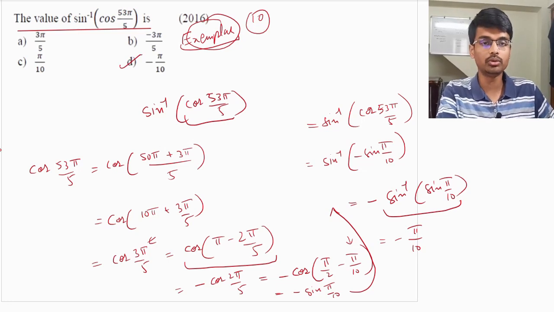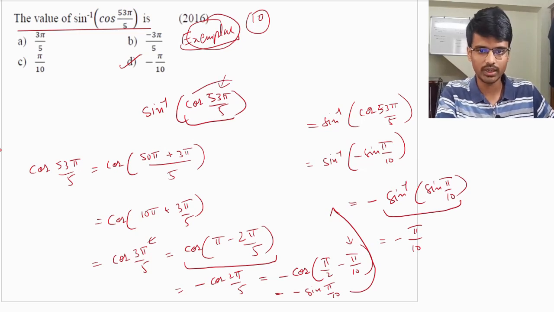So here you need to know the knowledge of trigonometry. Using trigonometry we reduced this angle, we expressed cos of 53 pi by 5 in terms of sine, and we simplified it. That's it. Okay, simple. This was a multi concept question. You need to know the concepts of trigonometry as well.